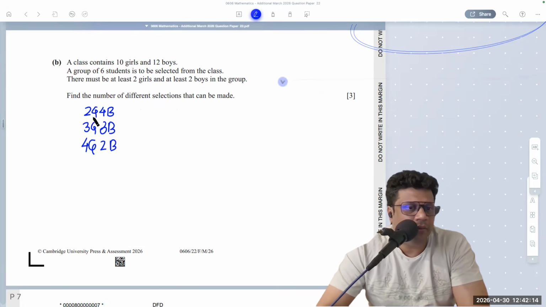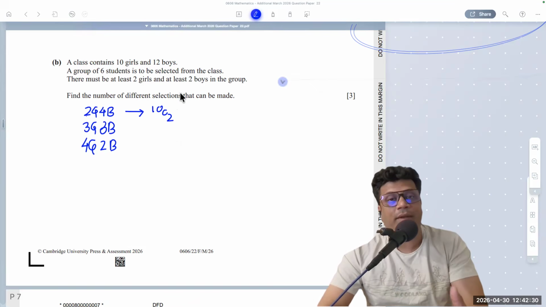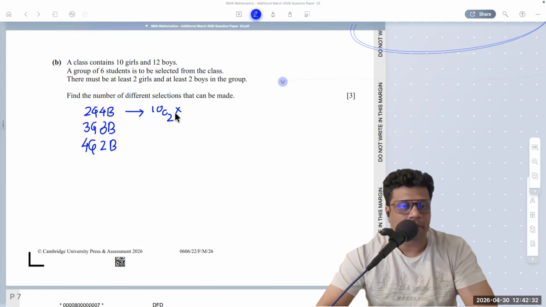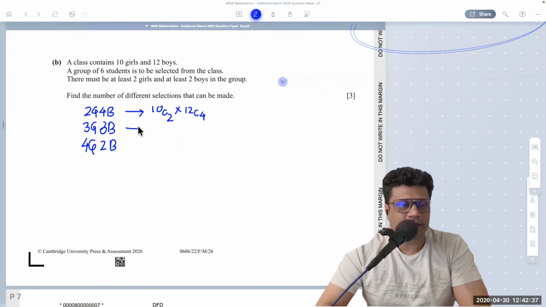So this one with 2 girls and 4 boys, these are all the scenarios there can be. You calculate the number of ways this can come true. Well, 2 girls out of those 10, you go 10C2. This is a combination question, you're choosing people out of a group. Multiplied by 12C4. What about this one? You go 10C3 multiplied by 12C3. This is 10C4 multiplied by 12C2.